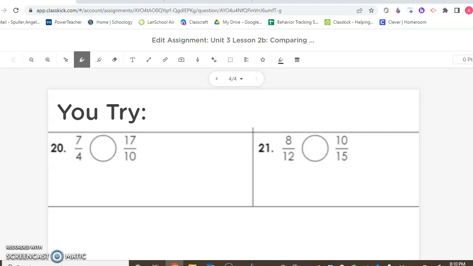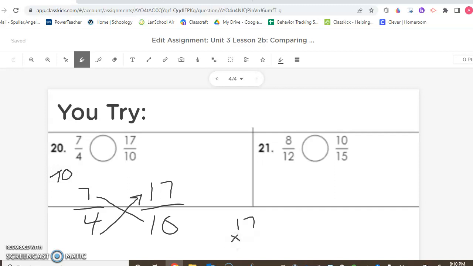All right, so let's see if this ends up green. Ooh, you hear my dog. 17 over 10. I'm going to cross multiply, remember. 10 times 7 is 70. And 4 times 17. Well, 17 times 4. 4 times 7 is 28. Carry the 2. 4 times 1 is 4 plus 2 is 6. So this is equal to 68. So this one is greater than.